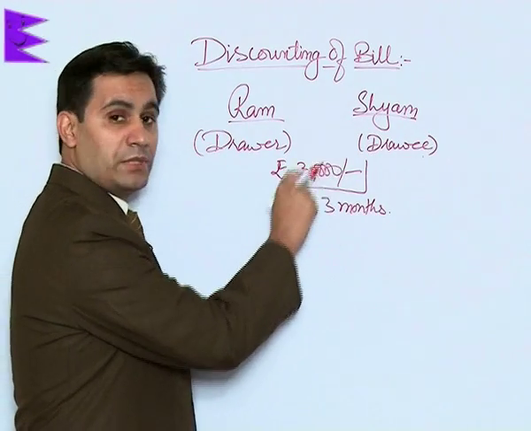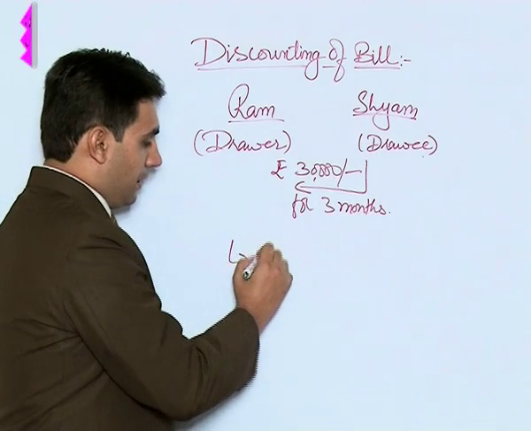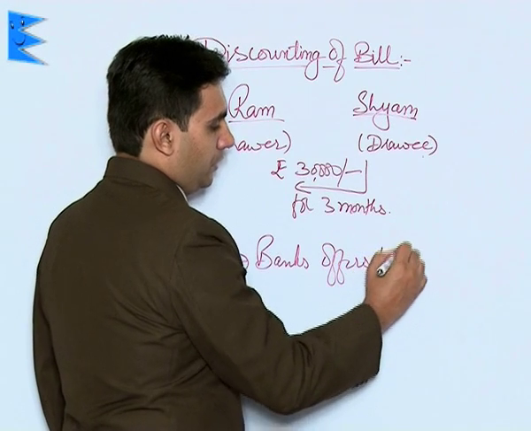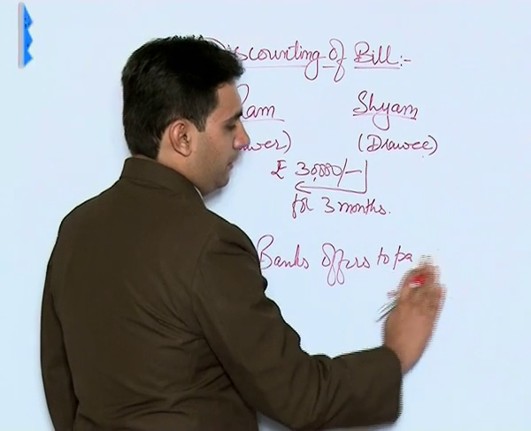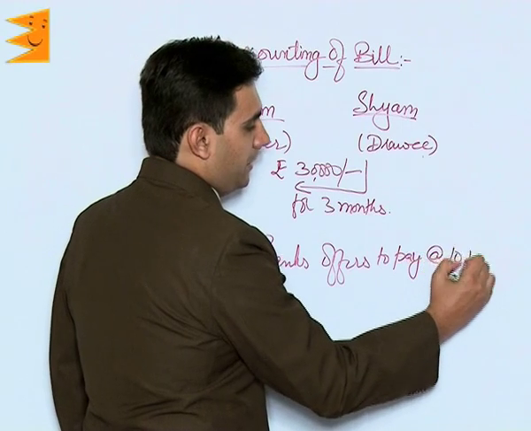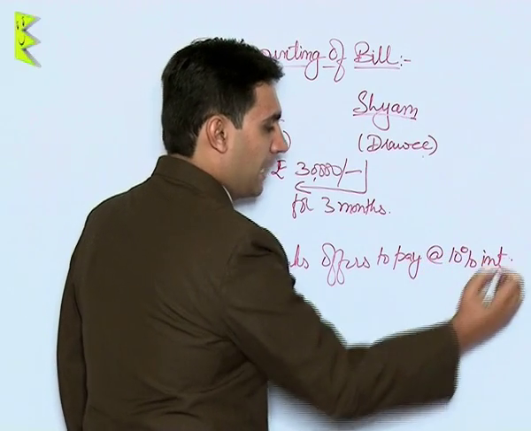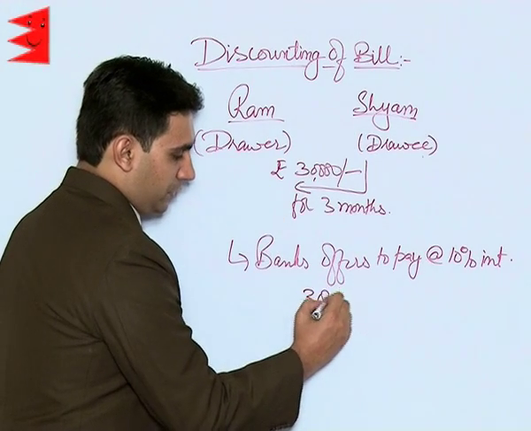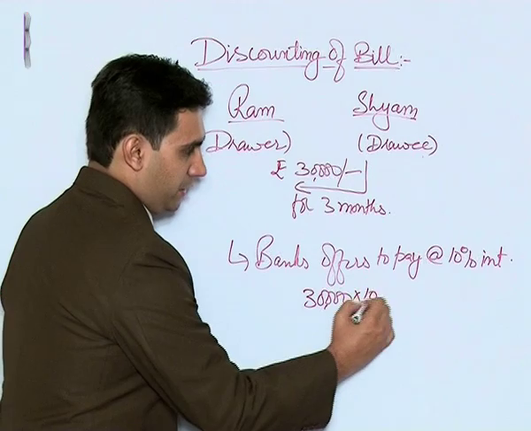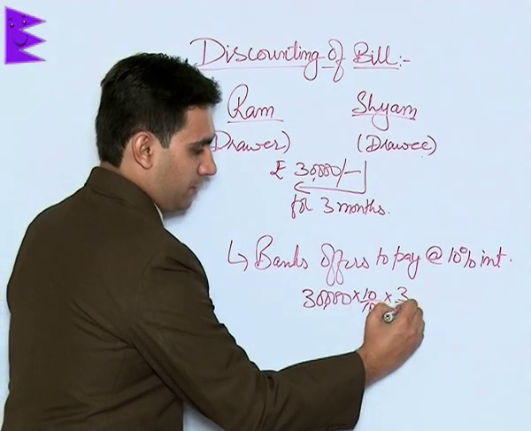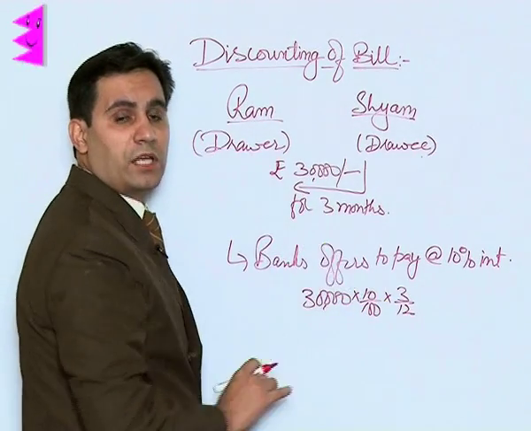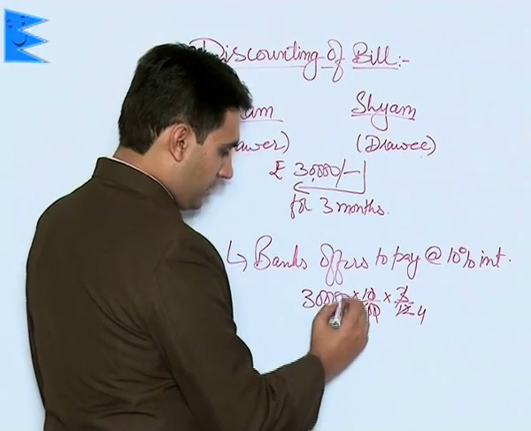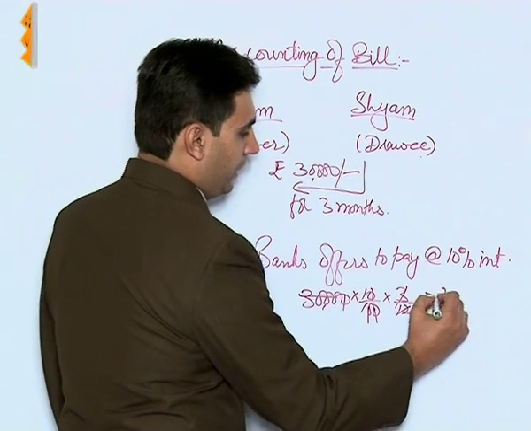But bank will not pay him 30,000 rupees. Let's say, bank offers to pay at 10% interest. That means Ram will have to pay an interest of 30,000 into 10% for 3 months, assuming that he got it discounted on the same day. So in this case, the discount would be 750.